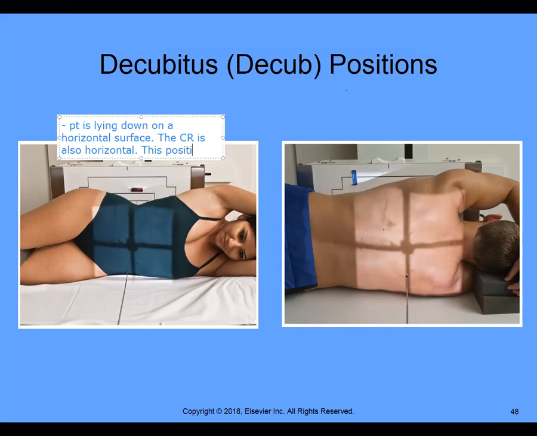This position is done to view air and fluid levels. And in parentheses, I'm going to put abdomen or chest. Most commonly, in my case, has been the chest, where we do decubitus.